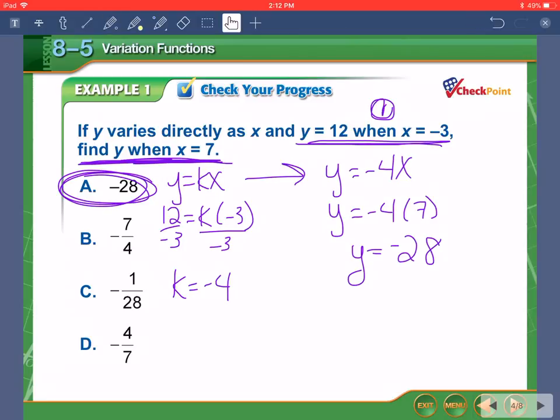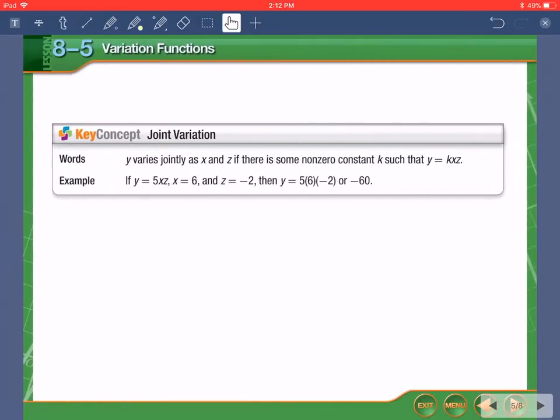All right, next up we have joint variation. So y varies jointly as x and z if there is some non-zero constant k such that y equals k times x times z. So you're going to treat this very similar to direct variation. We're just adding another variable z in there. So y equals k times x times z.